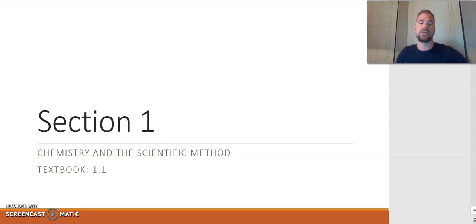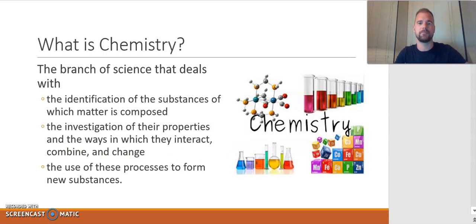We're starting now with Section 1, which is looking at chemistry as a whole and the scientific method. So what is chemistry? Well, that's kind of a loaded question, but chemistry can be described as the branch of science that deals with the following. Number 1, the identification of substances of which matter is composed, the investigation of their properties and the ways in which they interact, combine, and change. And ultimately, we want to look at the use of these processes to form new substances.